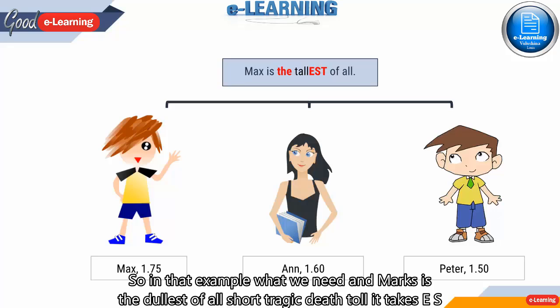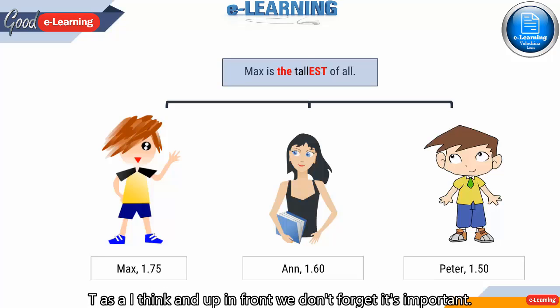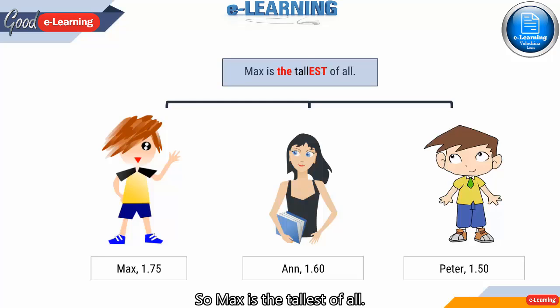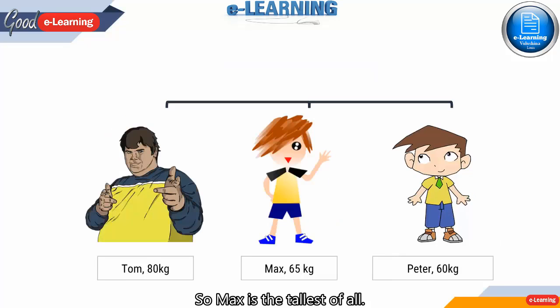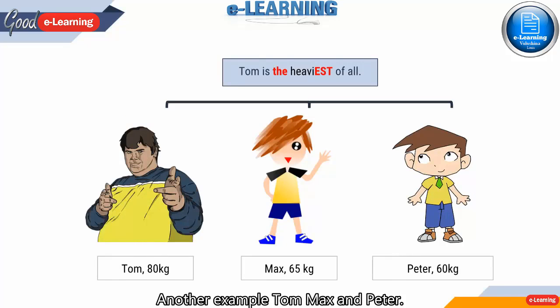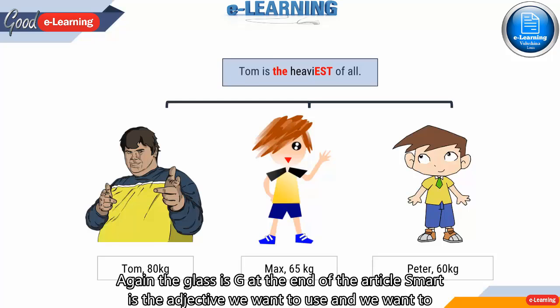Short adjective, tall. It takes -est as an ending and the in front. Please don't forget the, it's important. So Max is the tallest of all. Another example, Tom, Max and Peter, and here we'll be comparing the kilograms. So we say Tom is the heaviest of all. Again, the plus -est at the end of the adjective.